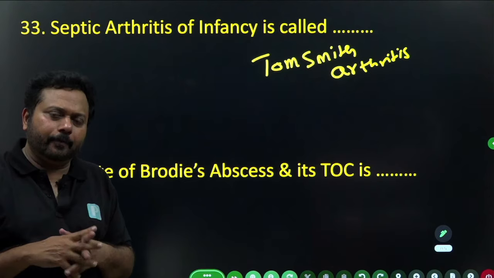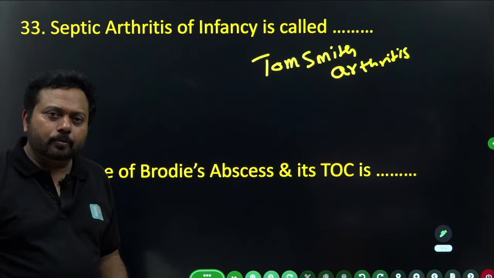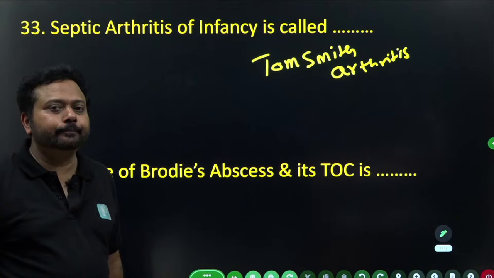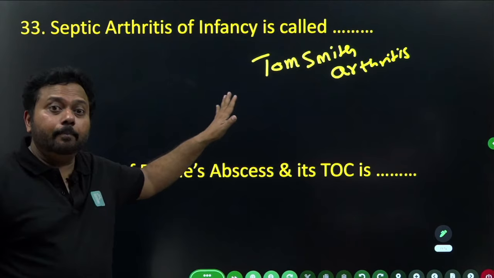For example, in an adult, a septic arthritis has happened in the knee joint. After healing, the range of movement of the knee joint is reduced because it goes for ankylosis. Fusion. It will go for fusion. The peculiarity of Tom Smith's arthritis is that the joint will become hypermobile.